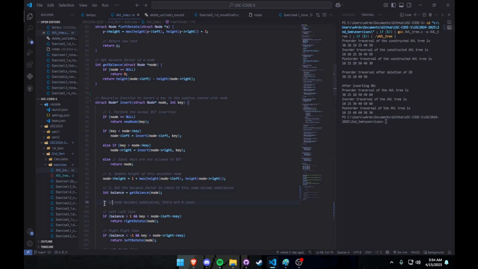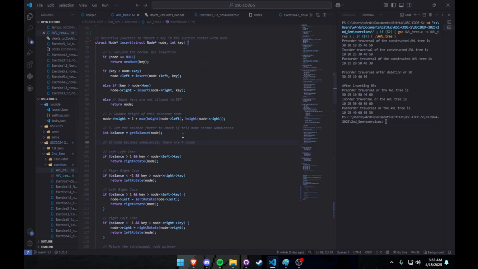Here. If node becomes unbalanced, there are 4 cases. So if it is unbalanced, remember there are only 3 cases where it's okay. That's 0, 1, and -1. So these are all cases where it's not that: left case, right case, left right case, and right left case.